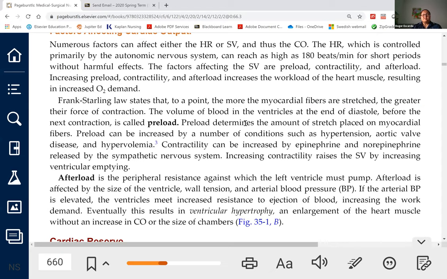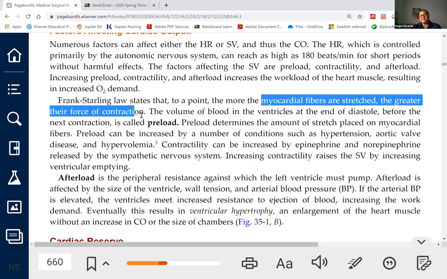Okay, so let's relate this further, because this is describing the force of the contraction, meaning the more you stretch something, the greater the force of contraction. Let's compare this now to a rubber band.